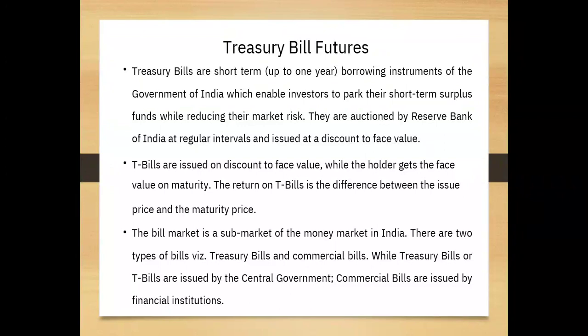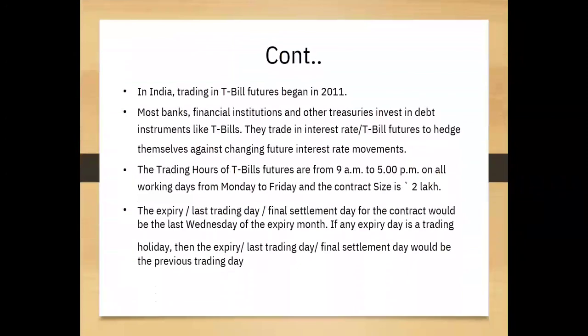The bill market is a submarket of the money market in India. There are two types of bills: treasury bills and commercial bills. While treasury bills are issued by the central government, commercial bills are issued by financial institutions. In India, trading in T-bill futures began in 2011. Most banks, financial institutions, and other treasuries invest in debt instruments like treasury bills. They trade in interest rate T-bill futures to hedge themselves against changing future interest rate movements.